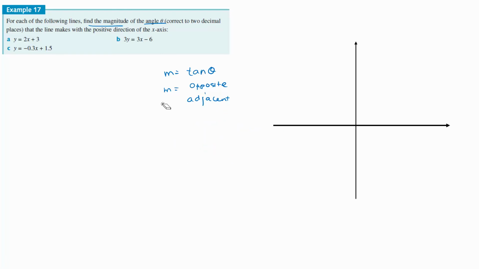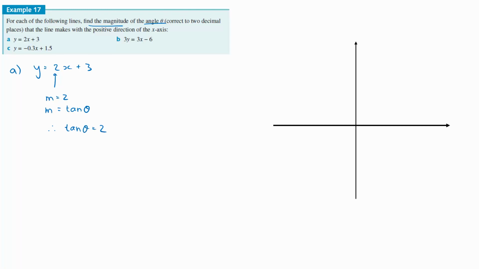Okay, so let's start with the first one. First one, A, y equals 2x plus 3. Now what we know is this is the gradient, m equals 2. But at the same time, from what I just revised with you, m also equals tan of theta. So that means these two must be the same. If 2 is m and m is tan theta, then therefore tan theta must also be 2. Agreed? Yeah, m is 2 and m is tan theta, so m could be either. So that means 2 is the same as tan of theta, or tan theta is the same as 2. And your goal right now is to find theta.